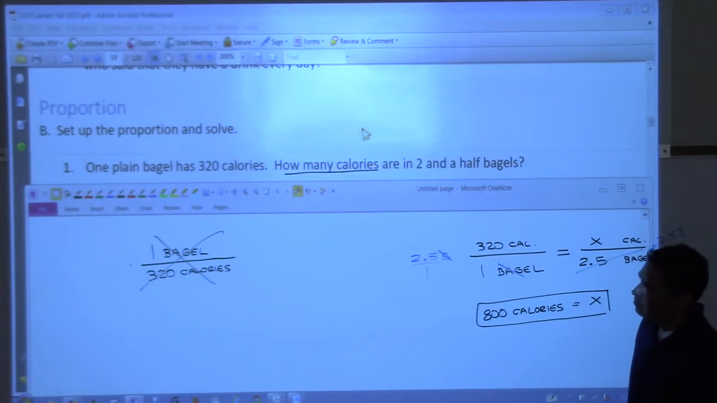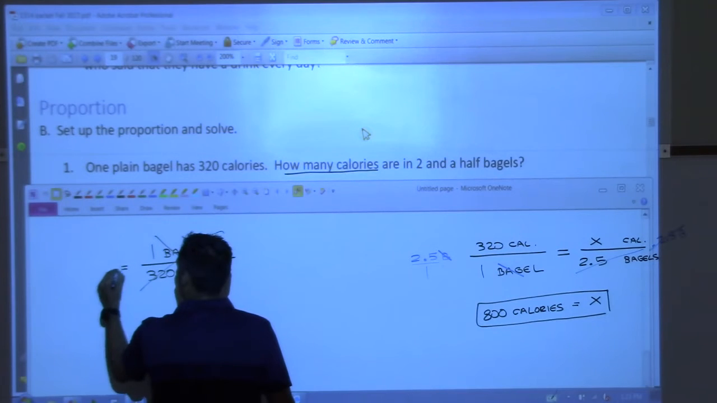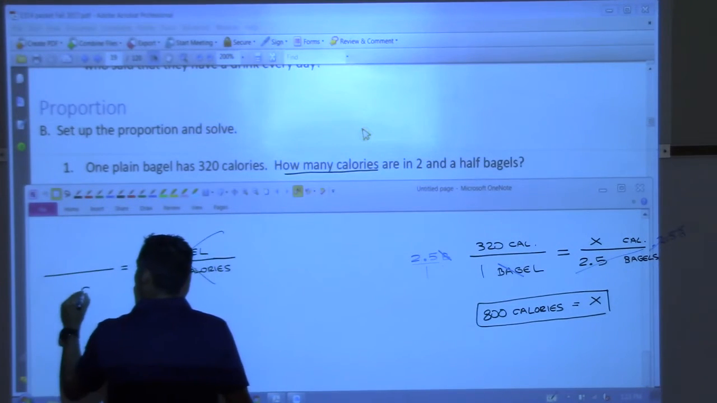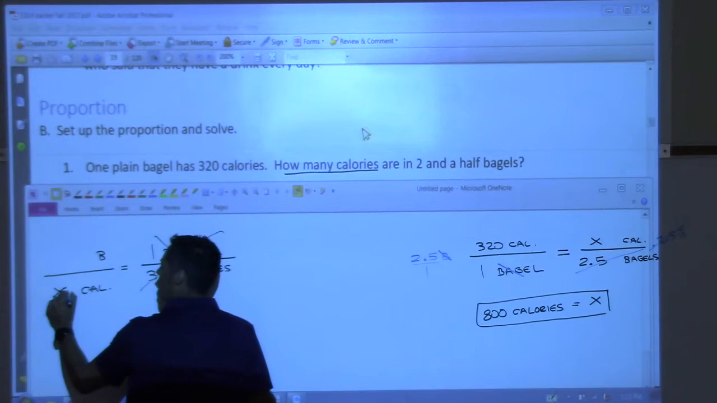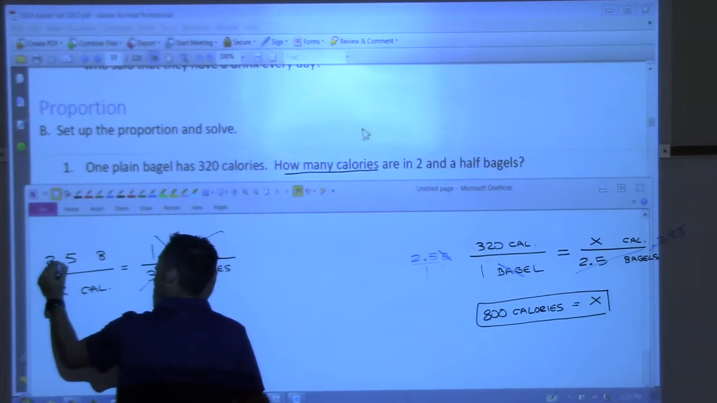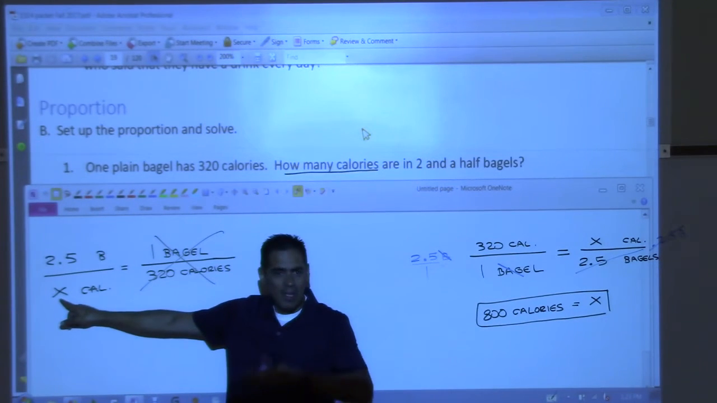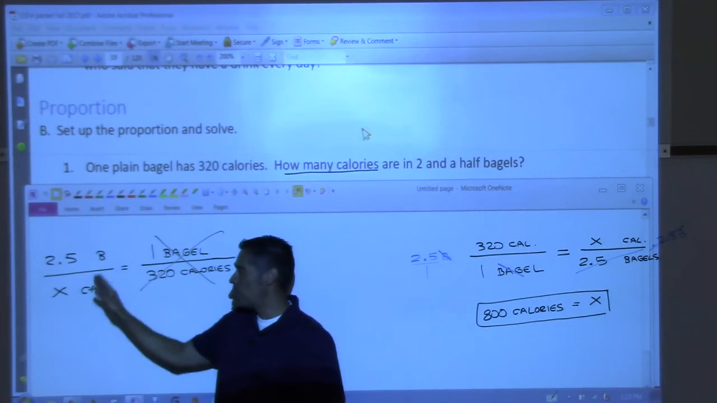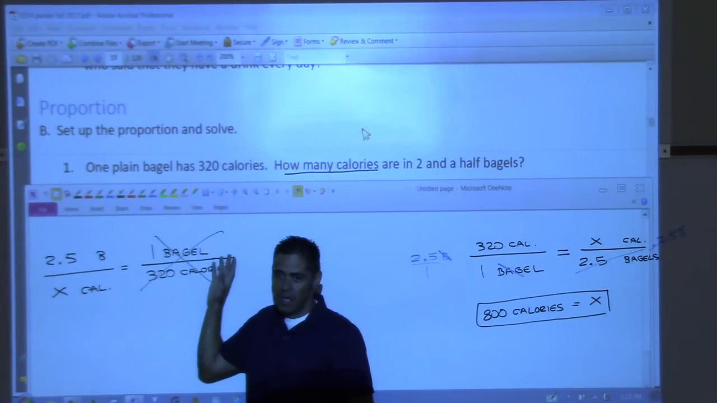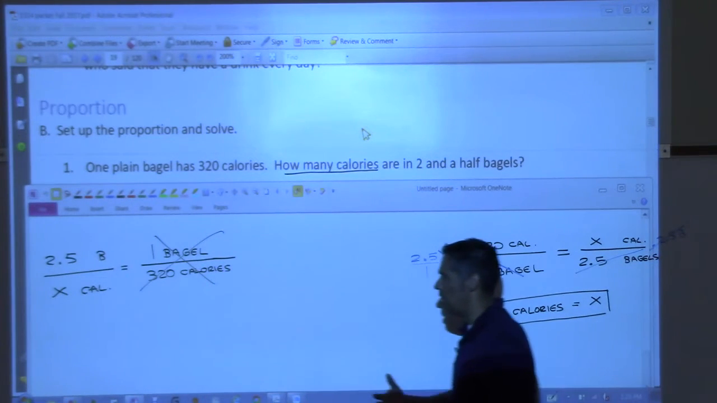Here's why I didn't use this one. Let me show you why I didn't do this one. If I would have done this, I would have calories down here, bagels on top. I'm trying to find calories, and 2.5 would have been on top. The problem with setting it up this way is that what you're solving for is down in the denominator, which means you have to get it out of the denominator before you can actually solve for it. So I have to multiply both sides by x, and that's just an extra step, an extra place you can make a mistake.